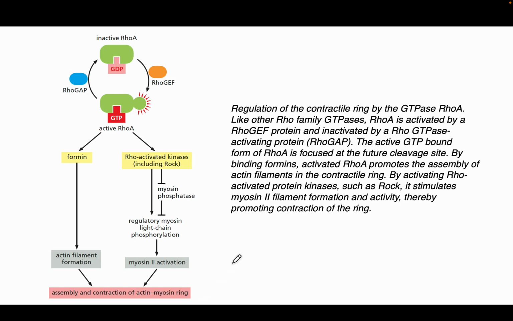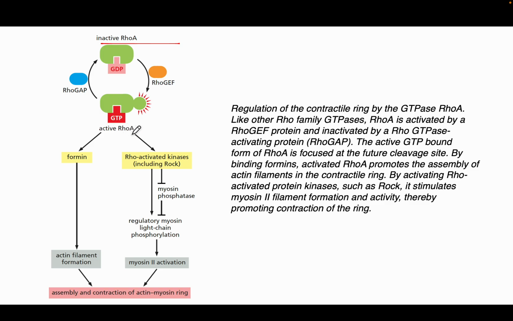So there is also a role of RhoA in the regulation of the contractile ring during cytokinesis. So, regulation of the contractile ring by the GTPase RhoA. RhoA is also a GTPase. Like other Rho family GTPases, RhoA is activated by a Rho GEF. So what happens? RhoA is now bound with GDP. If Rho GEF comes, it exchanges GDP for GTP, so it is now active.